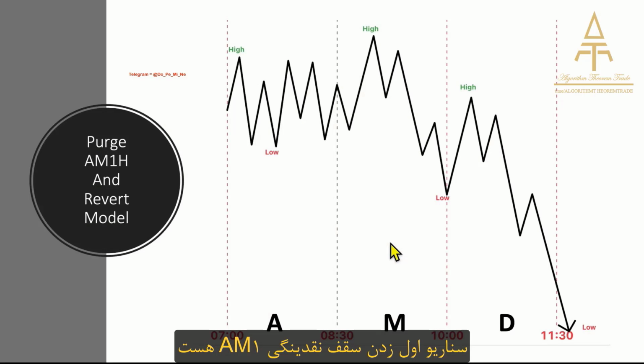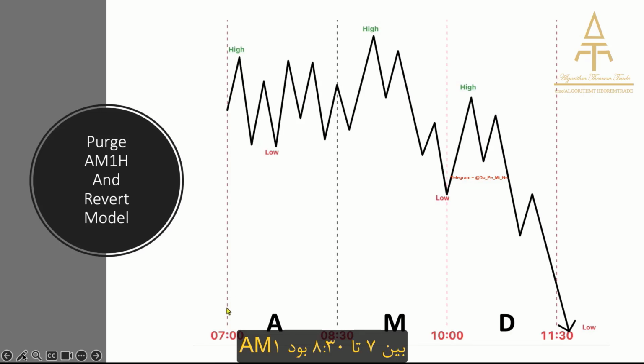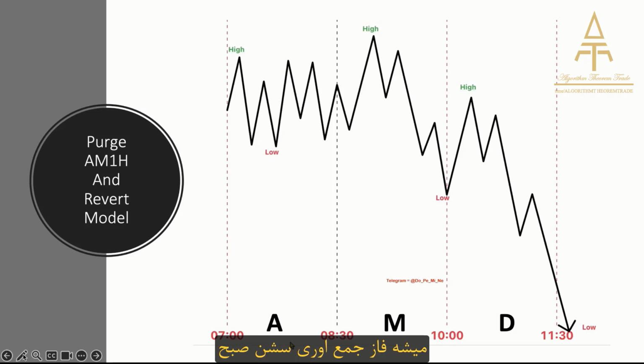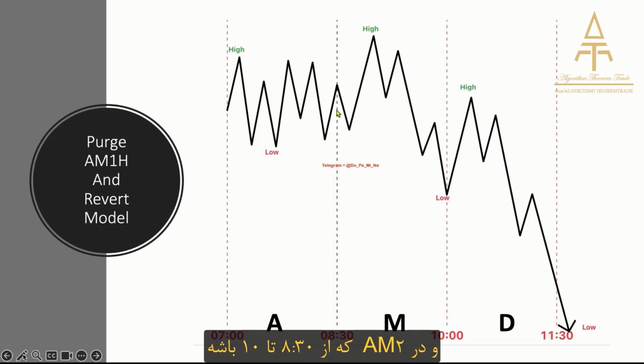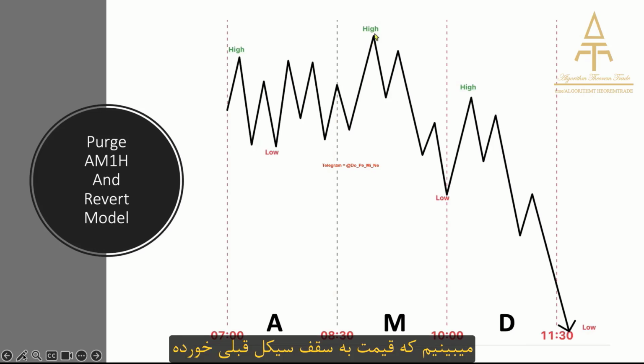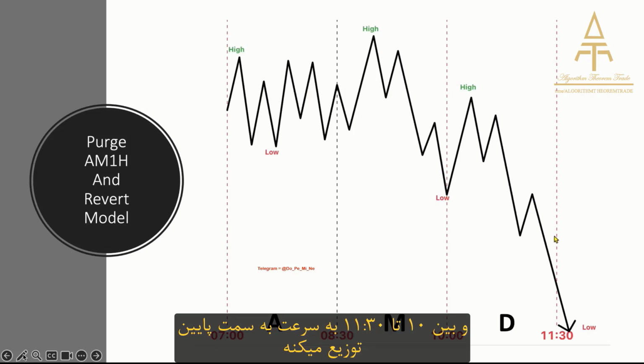The first scenario is a purge of the AM cycle 1's respective high, and a reversal model. The AM cycle 1 is between 7 to 8:30. This is the accumulation phase of the AM session. We can see that the market is consolidating. Buy-side liquidity is being engineered above those highs. Then during the second 90-minute cycle, between 8:30 to 10, we can see that the market trades above that previous cycle's high and it reverts lower. It displaces to the downside. Then between 10 to 11:30, the market distributes quickly lower.